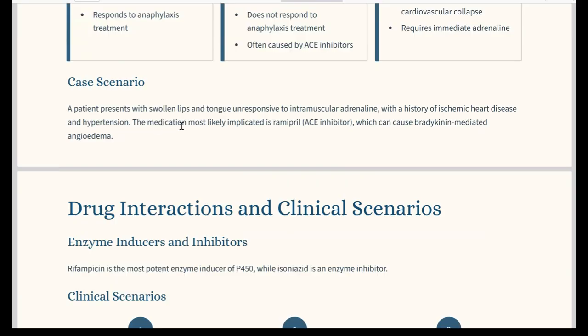A patient presents with swollen lips and tongue unresponsive to IM adrenaline with a history of ischemic heart disease and hypertension. The medication most likely implicated. That's what they're going to ask. Okay. And in the options, they're going to put in some one ACE inhibitor and then some losartan, some diuretics, and ask you this. All right.